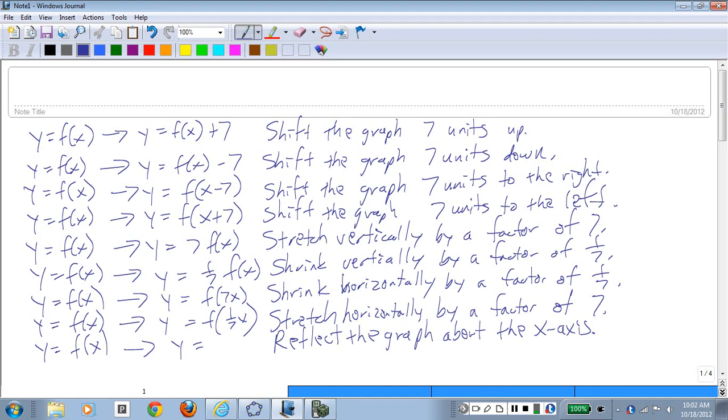Positive y's, negative y's. Negative y's, positive y's. So to make that happen, it's got to be outside the f of x so it can affect the y's. So how about this? Y equals f of x changes to y equals the opposite of that. Negative f of x. That's going to change the sign of every y coordinate, and that's going to result in an x-axis reflection. Let's go ahead and do one of those.